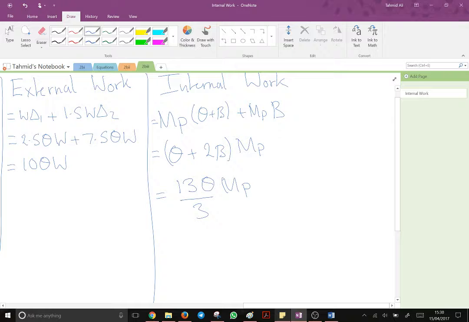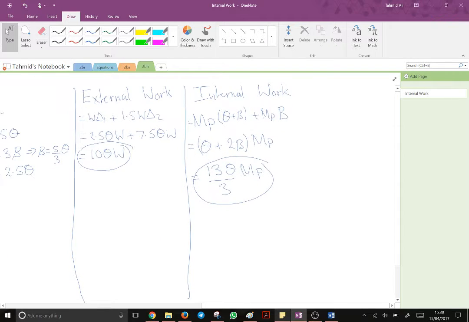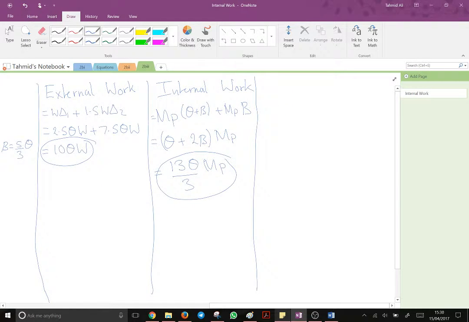So now we've got this, since the internal work and external work have to be the same: 10 theta W is equal to 13 theta over 3 MP. That means the thetas cancel out. We know what MP is, but let's leave it for the time being. We can get W in terms of MP, so W ends up being equal to 13 over 30 MP.